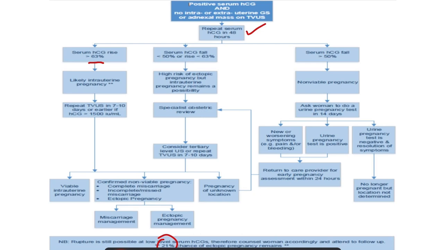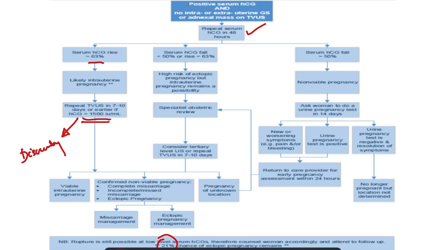So we should repeat the transvaginal ultrasound in 7 to 10 days, or earlier if the beta hCG level is more than 1500 international unit per ml. What is 1500 international unit? It is known as the discriminatory zone. Why? After this level only we can see the gestational sac in transvaginal ultrasound.